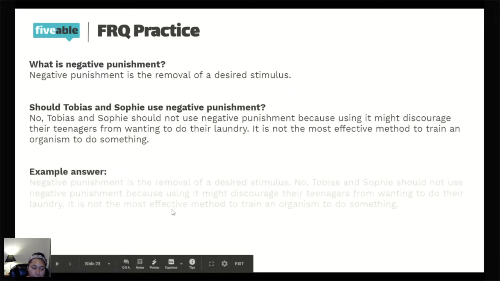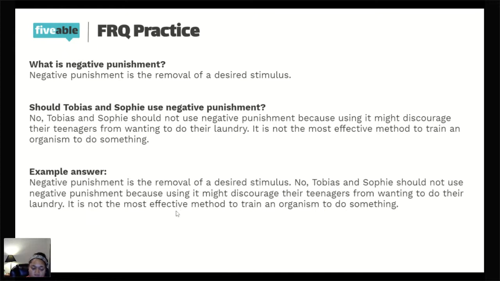So an example answer would be: negative punishment is the removal of a desired stimulus. No, Tobias and Sophie should not use negative punishment because using it might discourage their teenagers from wanting to do their laundry. It is not the most effective method to train an organism to do something. Does everyone understand that last sentence about it not being the most effective method? Because we want to train them to do their laundry and not train them to avoid a behavior. So therefore, it's not the best method.